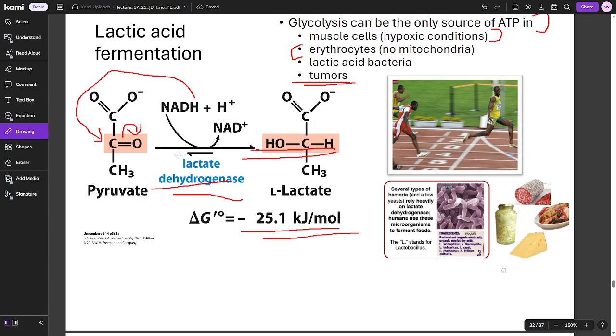This is just a reduction reaction, right? It's a reduction reaction in the sense that we use the NADH as a reducing agent to regenerate this NAD plus, to use it again as an oxidizing agent in step 6 of glycolysis, right?